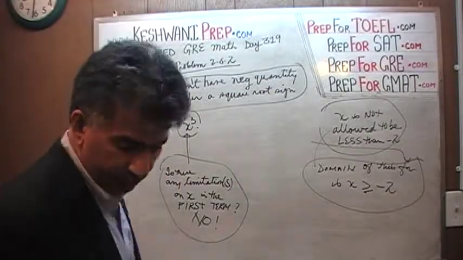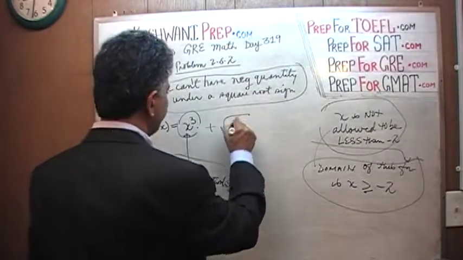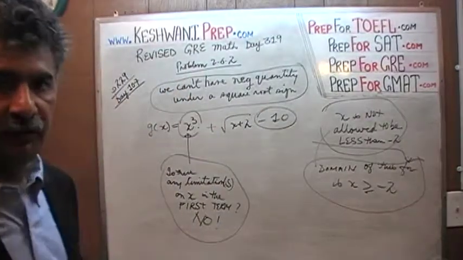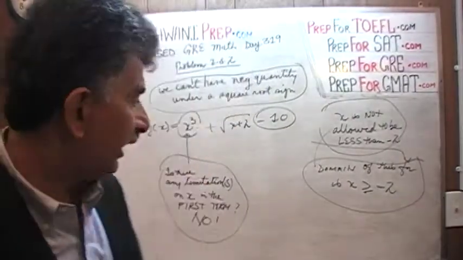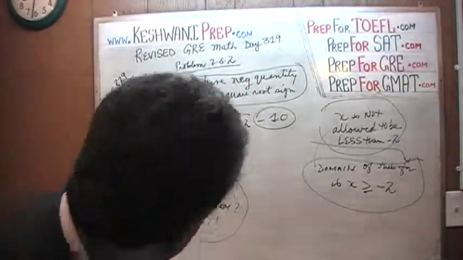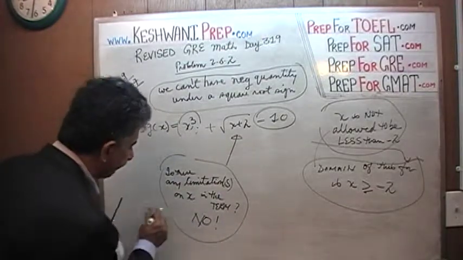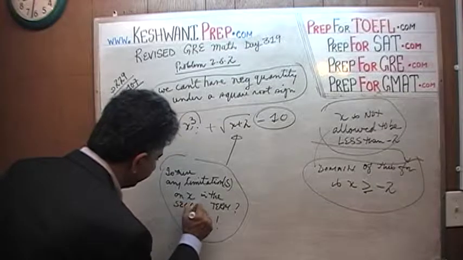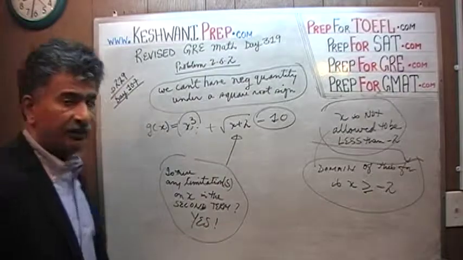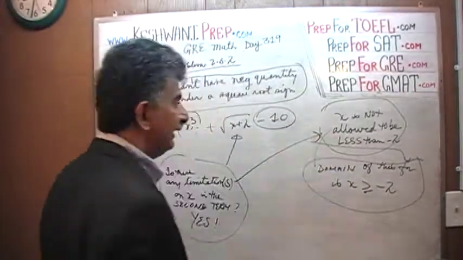The second term is the square root of x plus 2, and then we have a negative 10. Of course, negative 10 plays no role here because x doesn't even appear in it. It's a constant term. So we ask the same question: is there any limitation on the second term? And the answer is yes. The limitation is that x is not allowed to be less than negative 2.